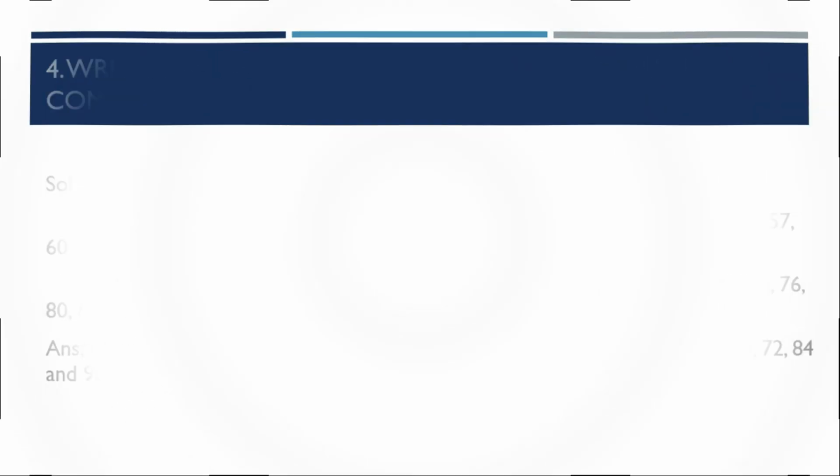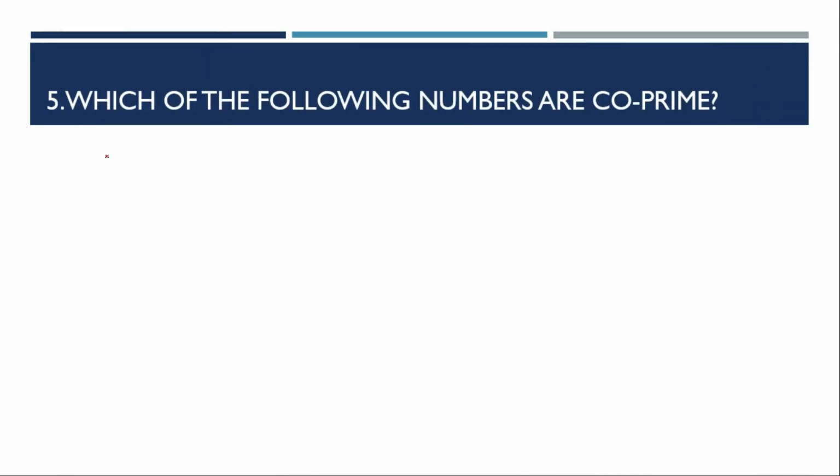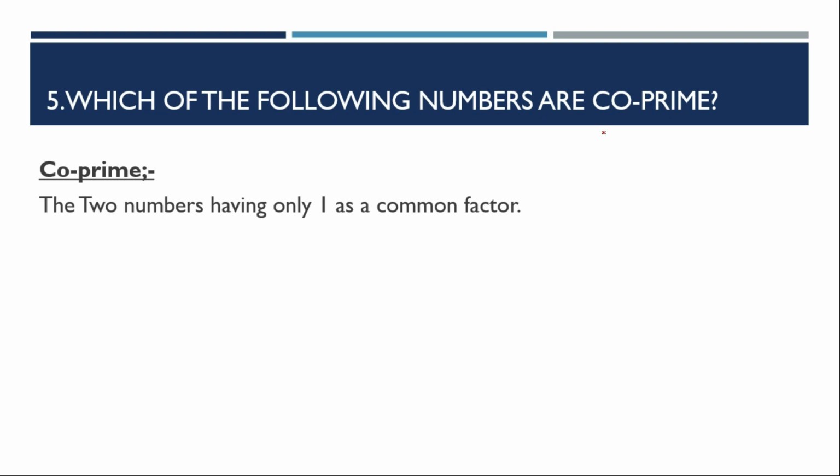Which of the following numbers are co-prime? What do you mean by co-prime? This also we've learned in the last session. Yes. What is it? The two numbers having only one as a common factor are called co-prime. You can take any two numbers, but the common factor must be only one. If it is so, then you can call those two numbers as co-prime numbers.